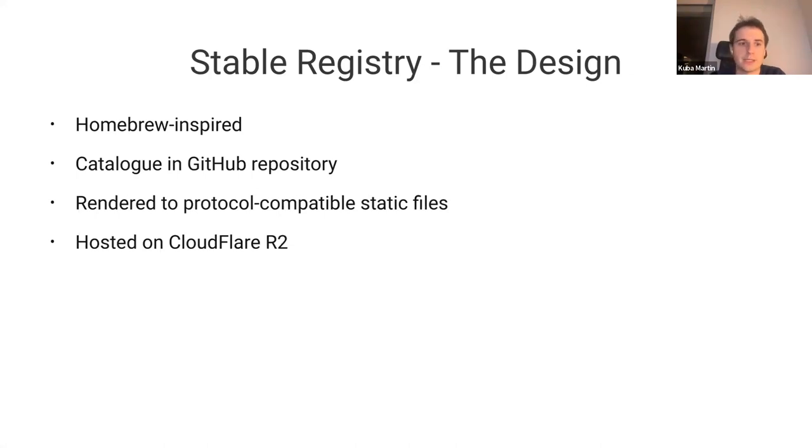It's very different from the HashiCorp registry. Basically, the whole catalog of providers and modules is stored in GitHub, very similar to Homebrew. This way, people can submit new providers and modules just by opening PRs to a GitHub repository. In practice, the whole registry protocol is just a bunch of JSON files. So in the end, all this metadata is rendered to a protocol-compatible set of static files that is almost fully compatible with the existing Terraform registry protocol, and we're just going to host it on Cloudflare R2.